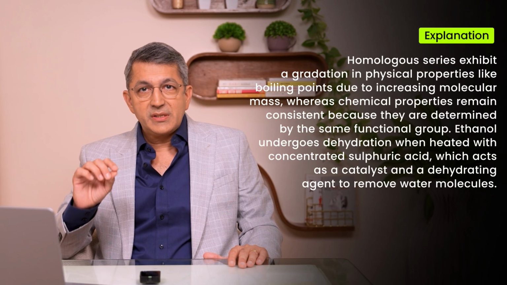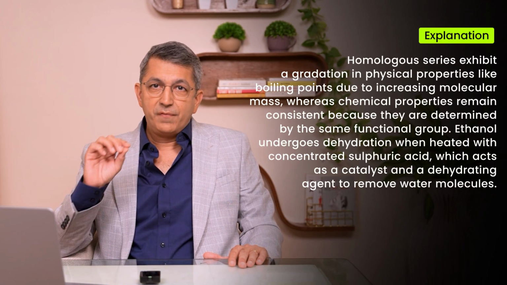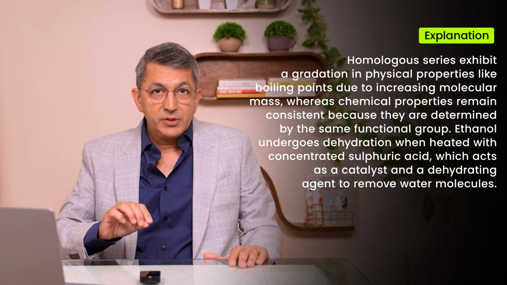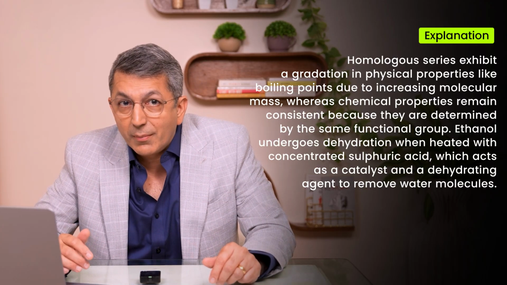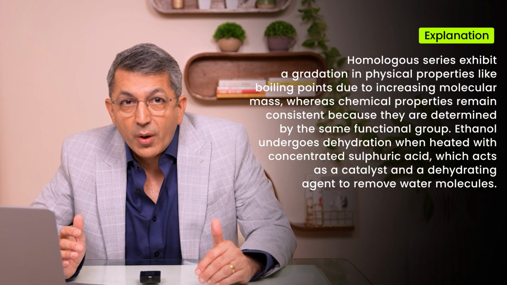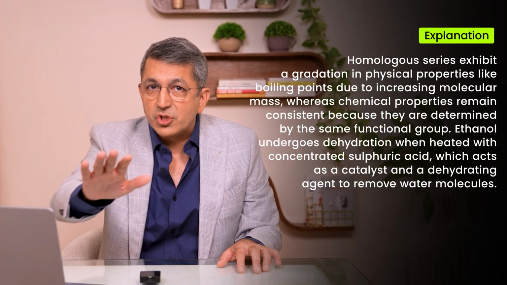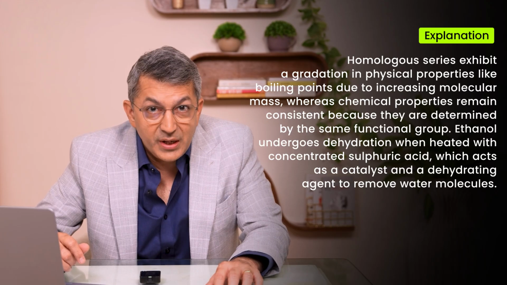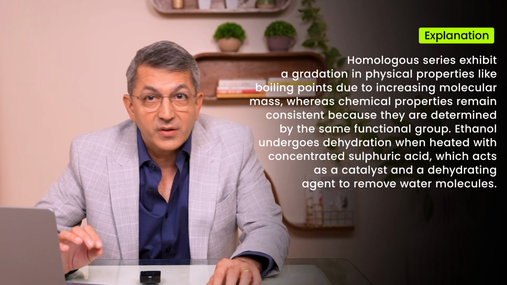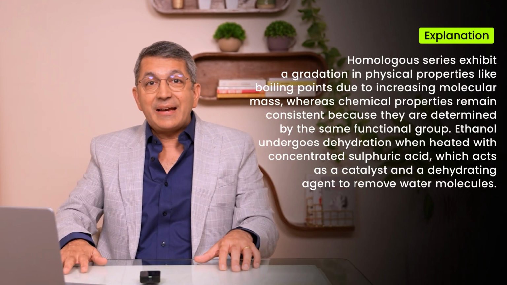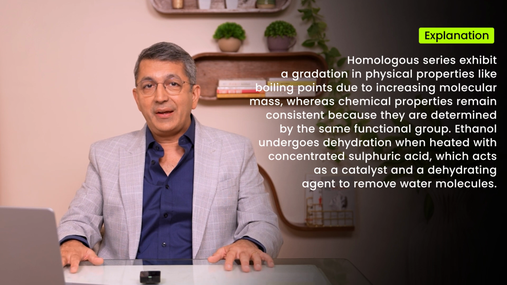Concept: homologous series and chemical properties of ethanol. Explanation: Homologous series exhibit a gradation in physical properties like boiling points due to increasing molecular mass, whereas chemical properties remain consistent because they are determined by the same functional group. Ethanol undergoes dehydration when heated with concentrated sulfuric acid, which acts as a catalyst and a dehydrating agent to remove water molecules.